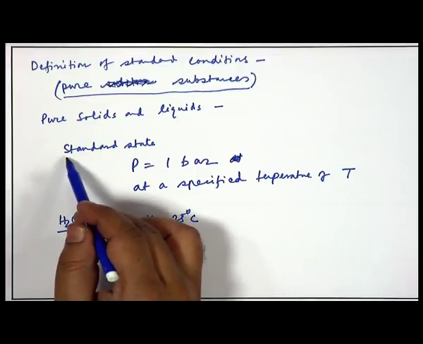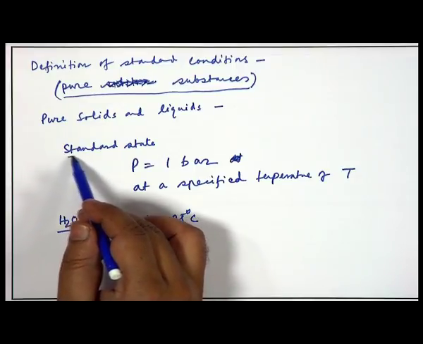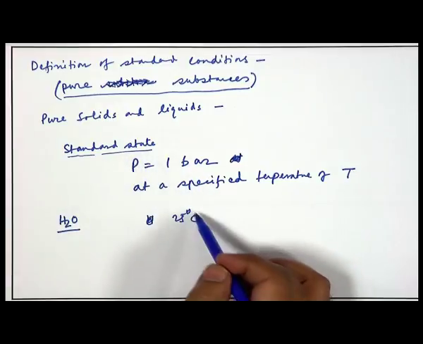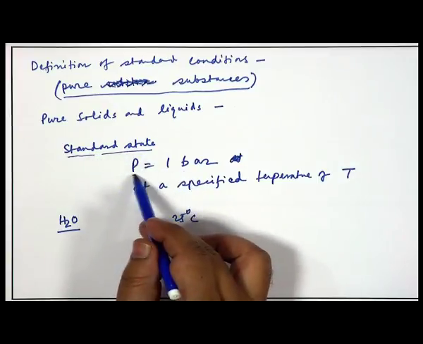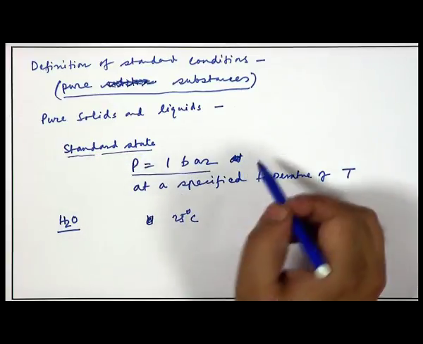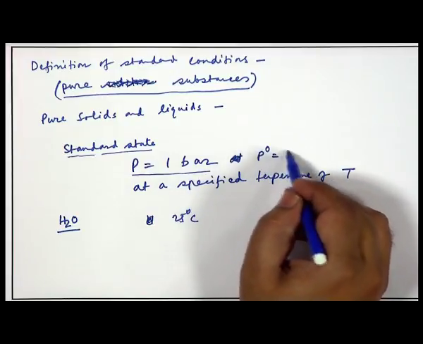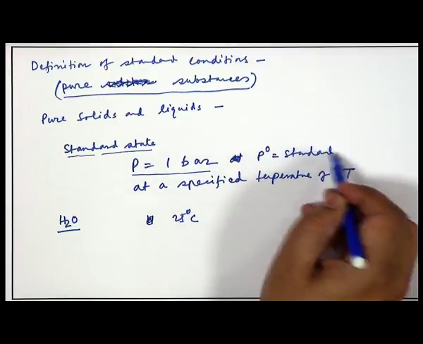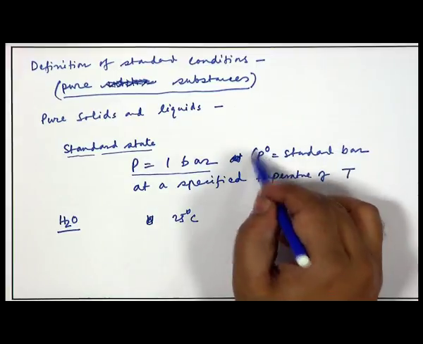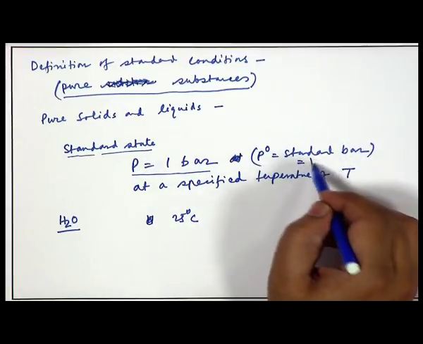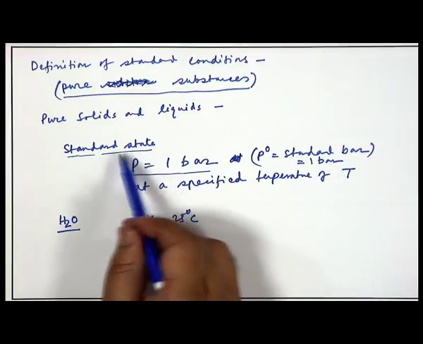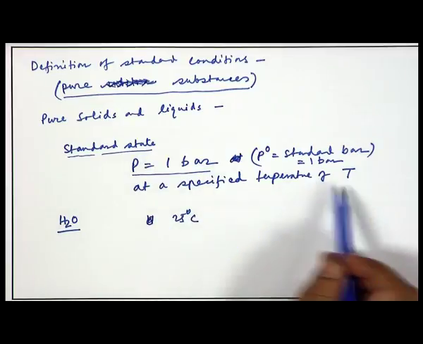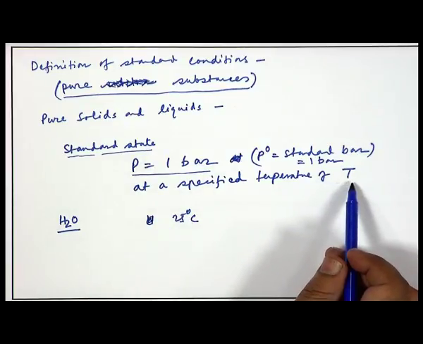which means the standard state is not a fixed state. It depends on the temperature which you are interested in. Pressure is fixed. For each standard state, we are mentioning that pressure is 1 bar. Sometimes we call this a standard pressure, 1 bar, but this will change as we change our temperature.